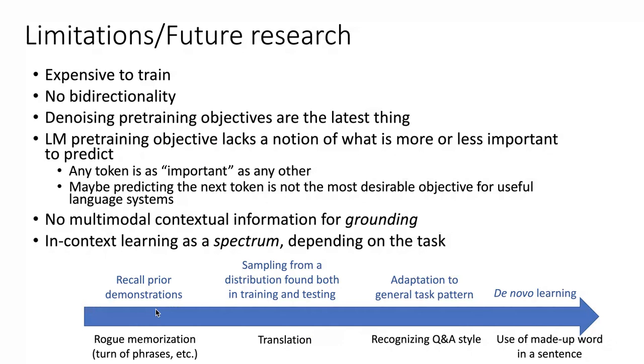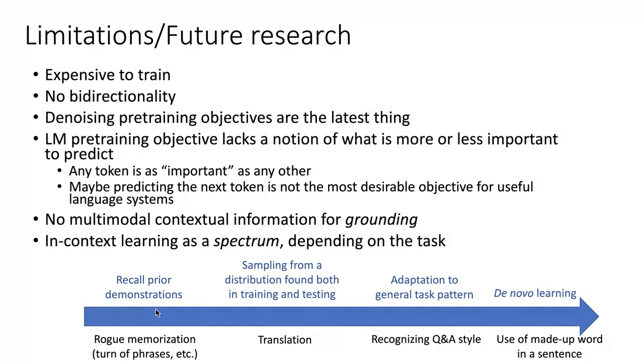So, limitations and future research. Obviously, GPT-3 is very expensive to train. That's not great. Another limitation is that it's not bidirectional. That goes back to Spencer's question about what the task is. The task is just to predict the next word, and so they cannot leverage the future. There's no bidirectionality, and that might be a limitation.